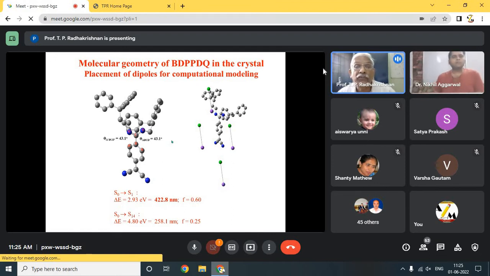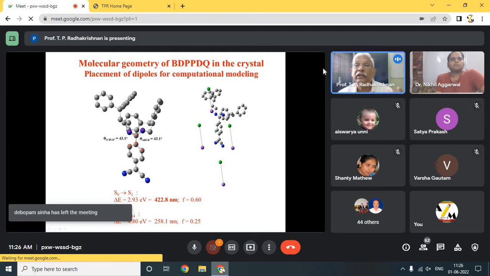So we pick the closest molecules and model them as simple dipoles. The orientations are dictated by the previous slide, which I showed. And there are about four molecules which come very close to this dipole, so they exert basically a local electric field on this dipole.